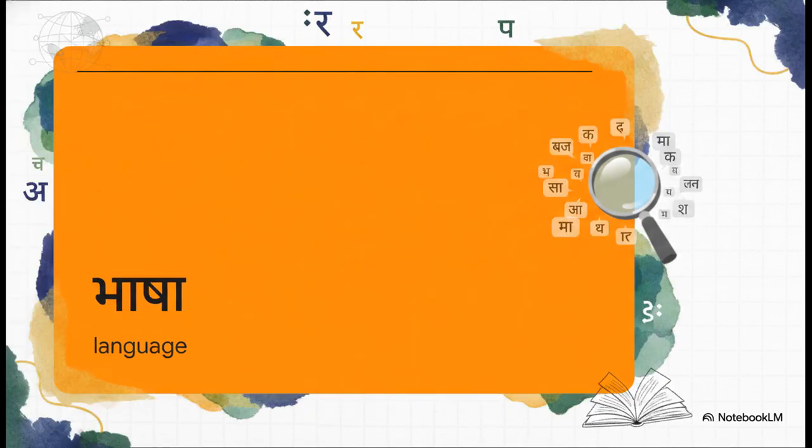All right, moving smoothly into our nouns. Because, well, we need objects to interact with our verbs. Our first noun is bhasha, which means language. Notice that bh sound at the beginning. It's an aspirated B, which just means you let a little puff of air out when you say it. Bhasha. Let's practice. Bhasha. Wonderful. You are currently learning the Hindi bhasha.